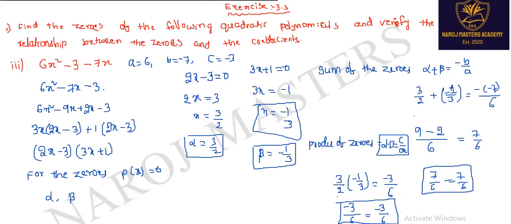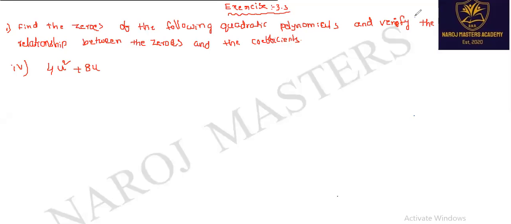Now look at the next question, bit number 4. 4u square plus 8u. From this, just write down this equation as it is. 4u square plus 8u. Take 4u common here. 4u into u plus 2. So 4u into u plus 2 here.